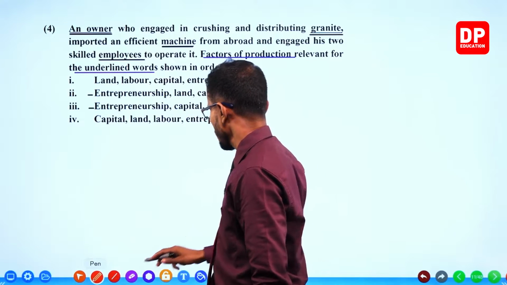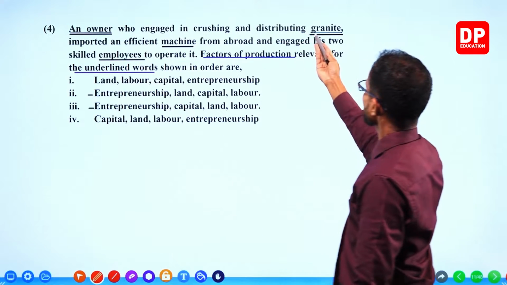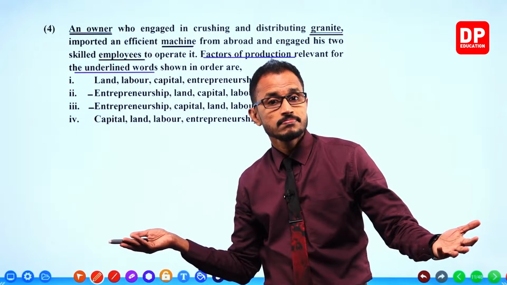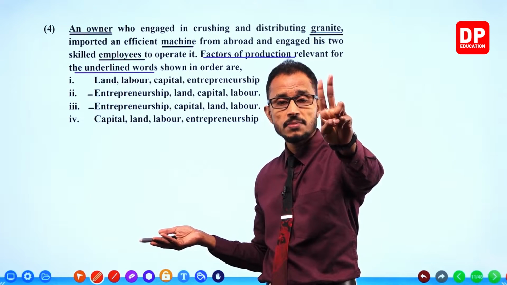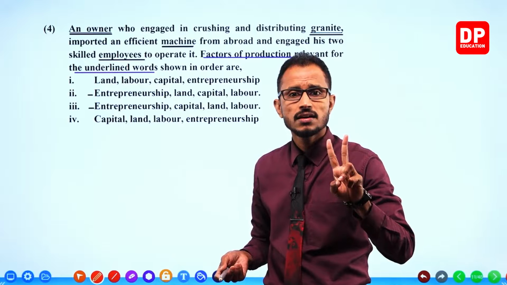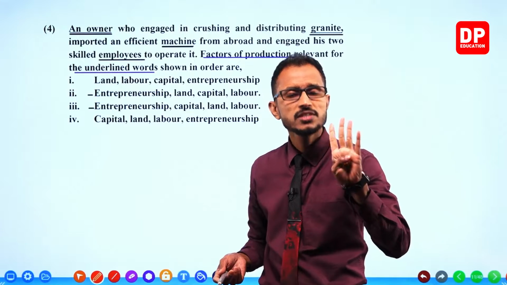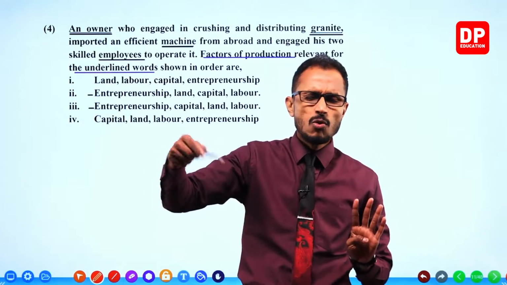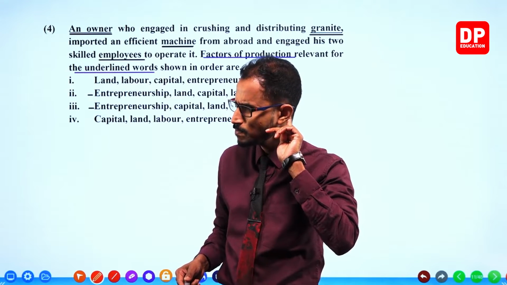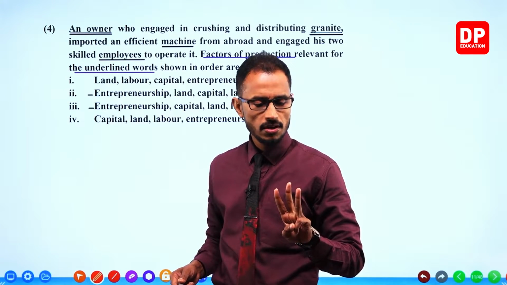Okay. Second one, second underlined word is what? Granite. Granite is the natural, 100% natural resource. What are the factors of production? Land, labor. There's no such thing as resources. There are 4 factors of production. Tell me, don't waste time. Tell me the 4 factors of production. Yeah, that's right. Land, labor, capital, entrepreneurship.